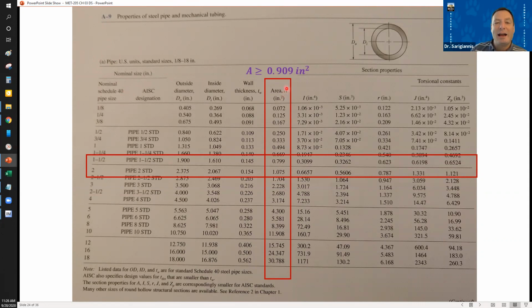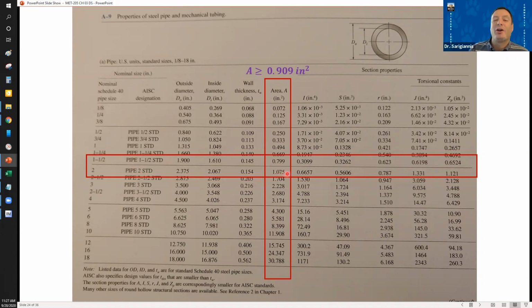The first thing we're going to look for is an area that's greater than or equal to 0.909 square inches, right? We don't want the stress to exceed 18,000 PSI. So we need to find an area that is at least 0.909. If I go down this column, oh, okay, here's one. Now 0.909 falls in between these two values, but this is a perfect example of choosing off of a list of available materials. The smallest available pipe that does this job is pipe 2 standard. So this is a 2-inch Schedule 40 pipe.